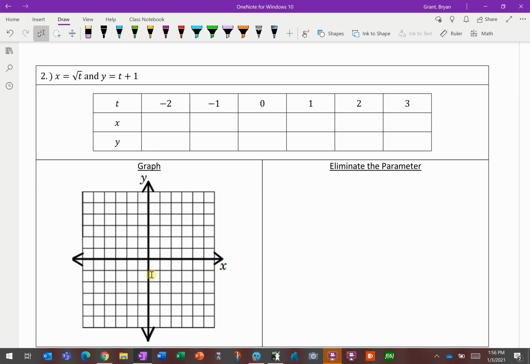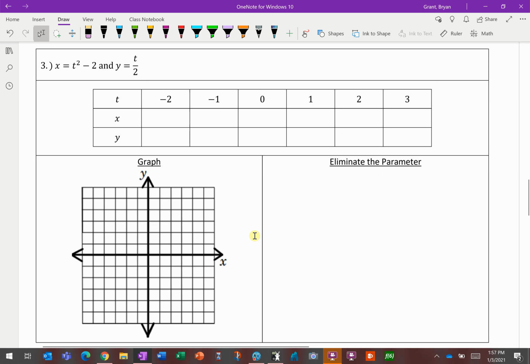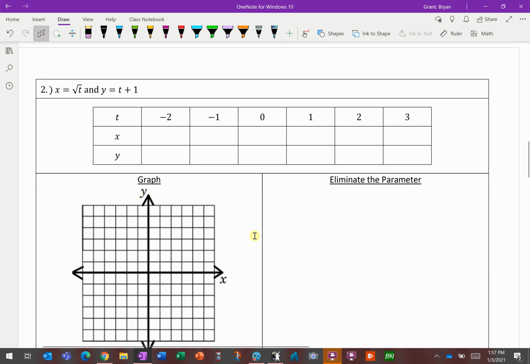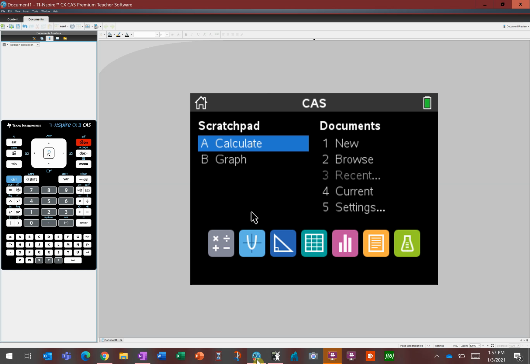But you might want to skip to the example that has your calculator involved, just so you know how you can do this on your calculator. So on problem 2, I'm going to demo the Inspire, and problem 3, I'm going to demo the 84. And you can do it on the 83 as well. So let's get right to problem 2. I'm going to go ahead and graph this first, and then we'll eliminate the parameter just to make sure you're comfortable. So graph-wise, I'm pulling up my Inspire.